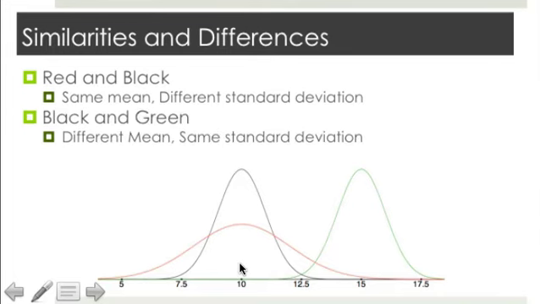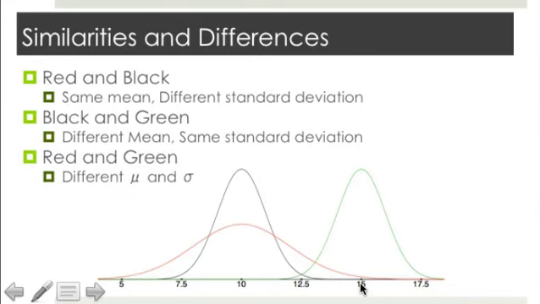If you now look at the black and the green curves, which are these two taller curves here, you'll notice that they have different means. The black curve has a mean of 10. The green curve has a mean of 15. However, they're the same width. You can see basically that they have the same standard deviation. So the spread is basically the same.